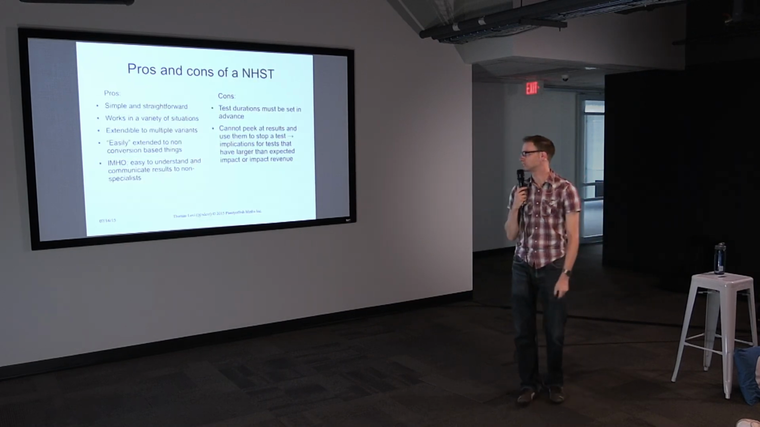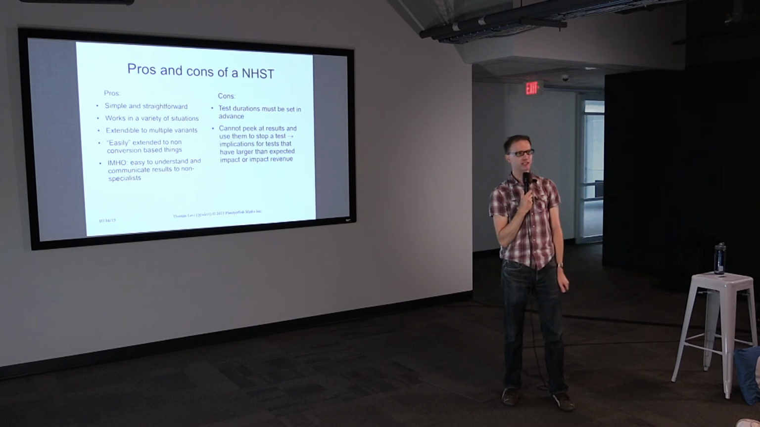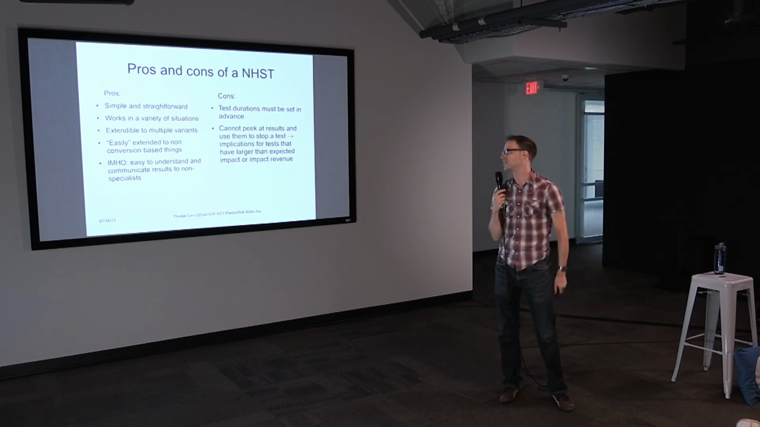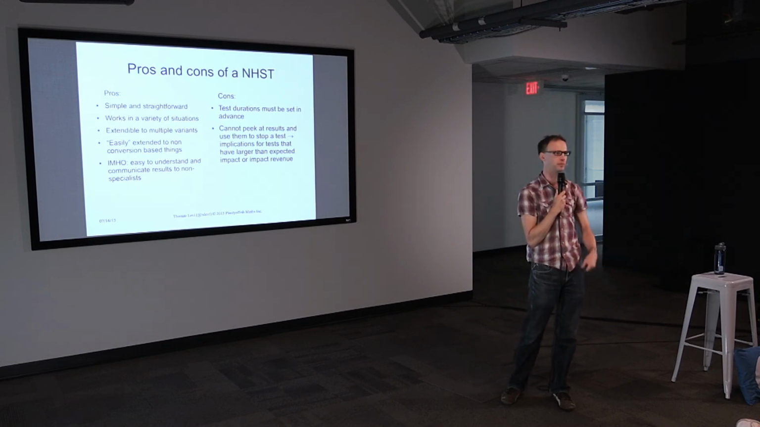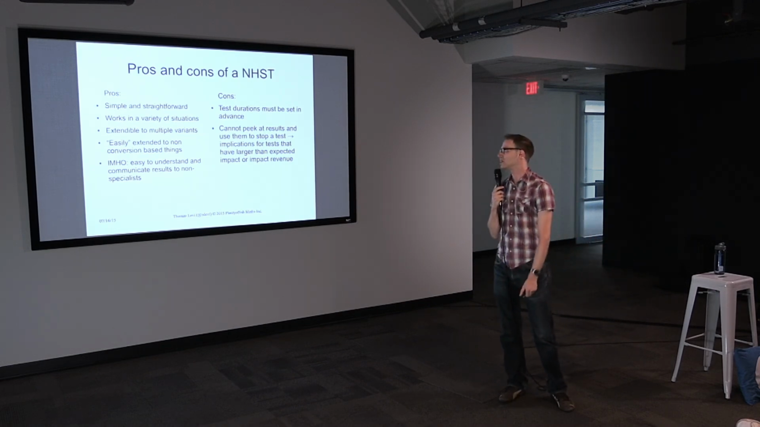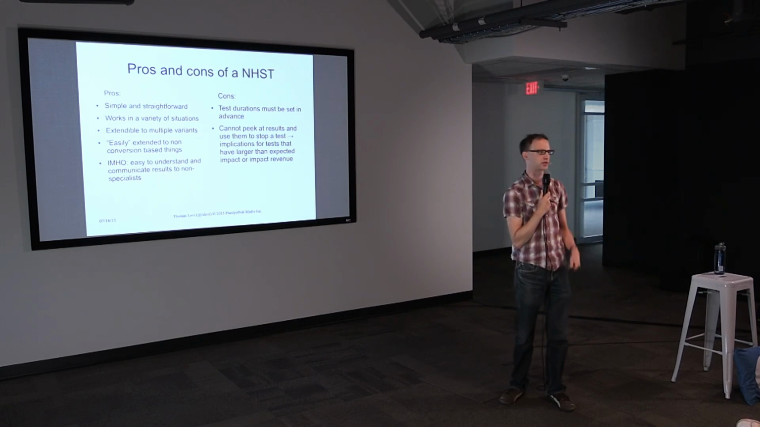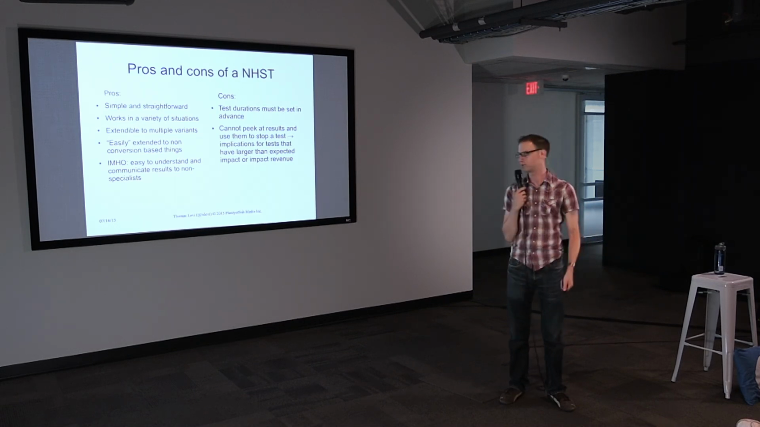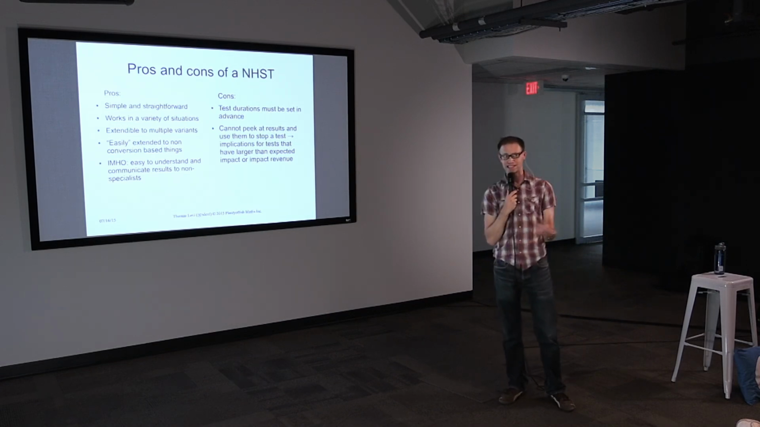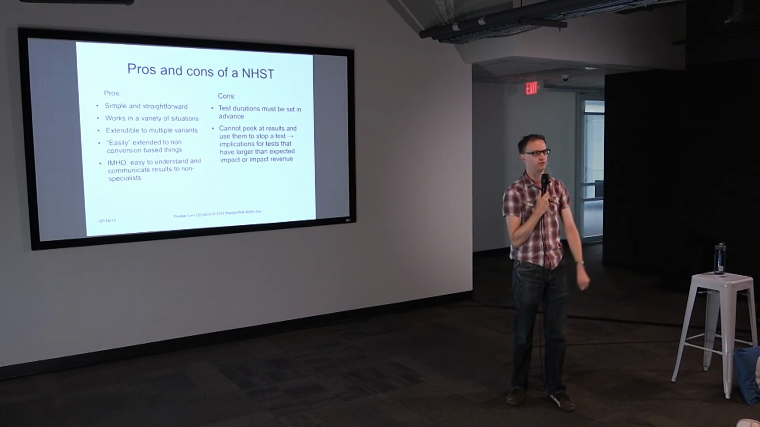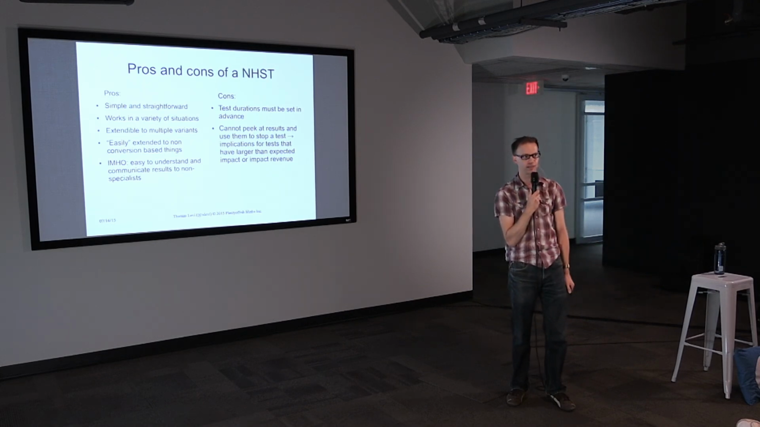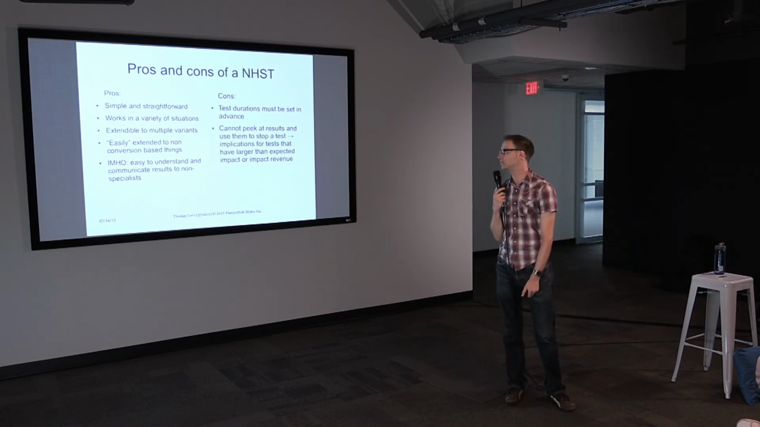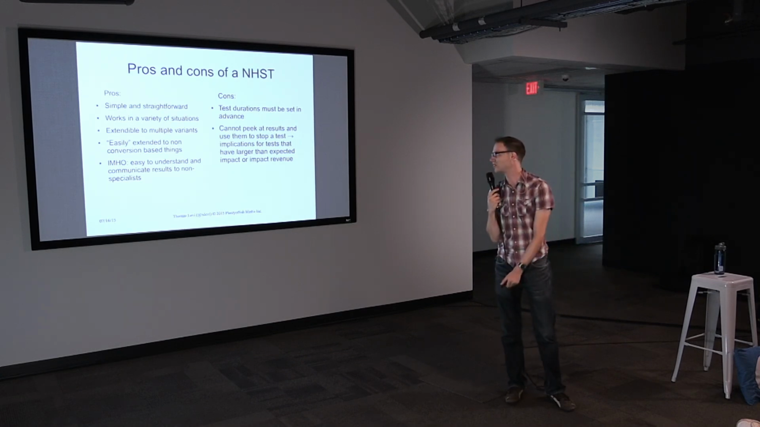Okay, so pros and cons of this. Statistically speaking, and of various tests and things you'll see, it's pretty simple and straightforward. It's a well-defined thing. People have been doing this for hundreds of years. It works in a variety of situations. So I talked about landing page conversions, but you can do this in lots of different scenarios. You can extend it to lots of different variants. So if you don't want to run an A/B, you want to run like an 11 variant test on your landing page, you can do that. You can do it to non-conversion based things.